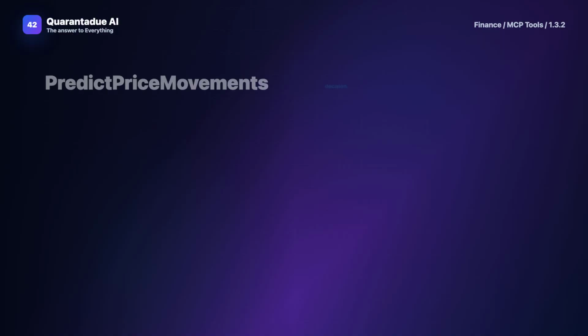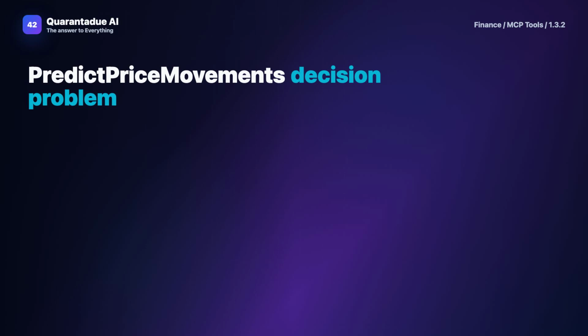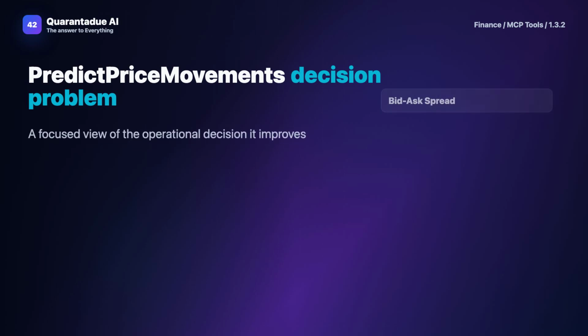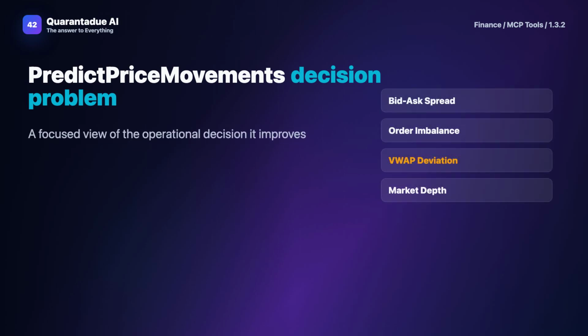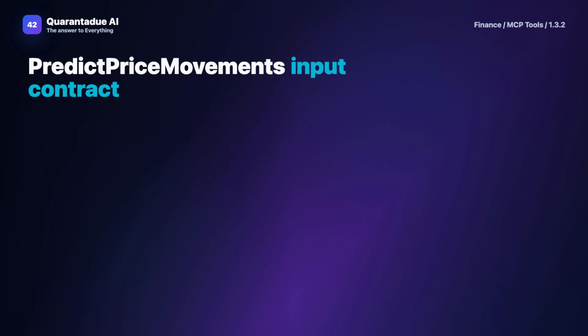The problem is that finance teams often manage this workflow with scattered inputs, inconsistent review rules, and manual interpretation. Predict price movements narrows that process into a repeatable model so teams can compare cases without rebuilding the logic each time. Predict price movements starts with a defined input contract.